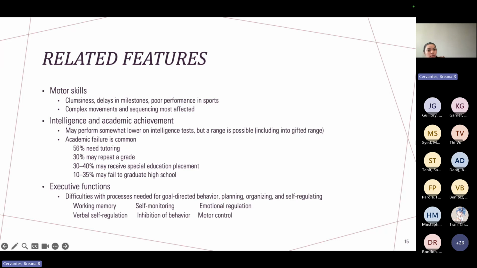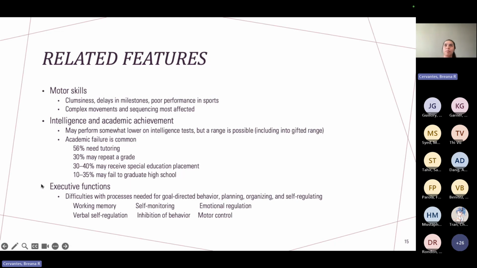Okay, related features. This is what we talked about earlier too, when we talked about executive function and impulsivity. So not only are we thinking about the criteria that we saw in the DSM, but we're also thinking about some of these other features that tend to be related. A lot of times motor skills tend to be impacted. If you have a hyperactive kid who's on the go, a lot of times there's clumsiness, and that's not exactly a feature of the DSM, but it tends to be very common. So even seeing clumsiness in motor skills might be a telltale sign that maybe some ADHD is going on here. Intelligence and academic achievement.